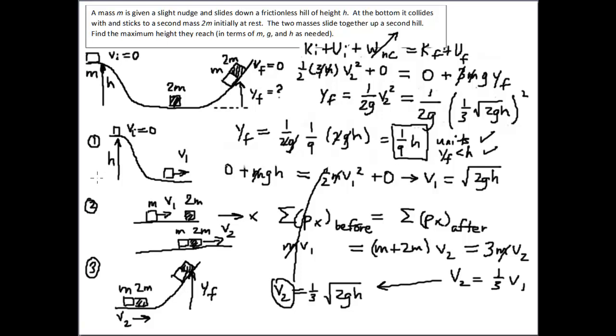So, just go back and think about the problem again. Look at the 3 steps. We used conservation of energy to figure out how fast the mass falling down the hill would be moving right before it makes the collision with mass 2m. Then we used conservation of momentum to figure out what the combined masses' speed would be after the collision, and then knowing what that speed is, we looked in the third part and used conservation of energy to figure out the maximum height that they would rise to.